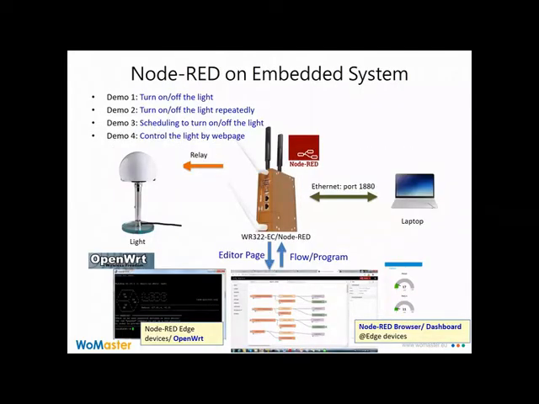Let's start today's hands-on. The architecture is just like this topology. We will use Ethernet to connect the laptop and the wireless devices. On the other hand, the light will be controlled by the WR322 through the relay here.